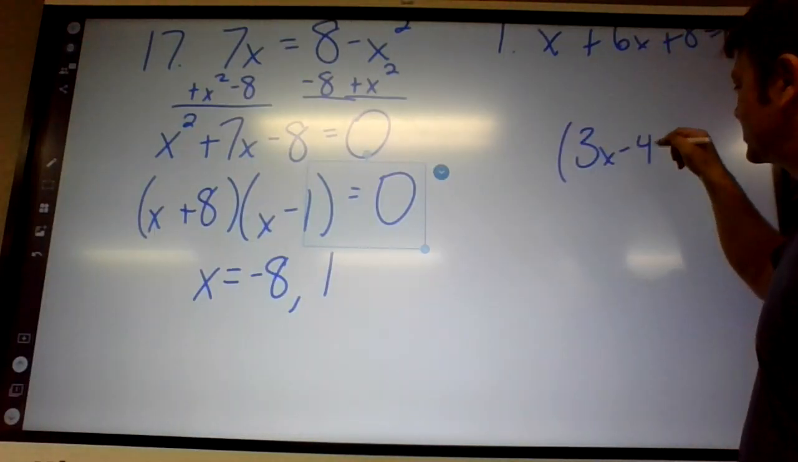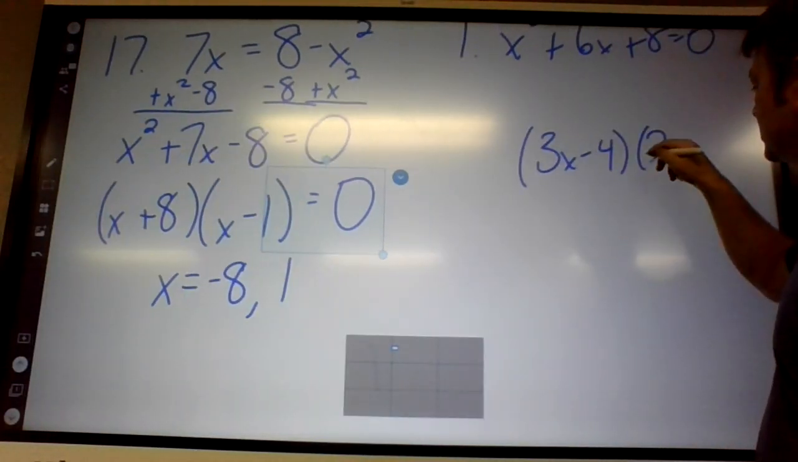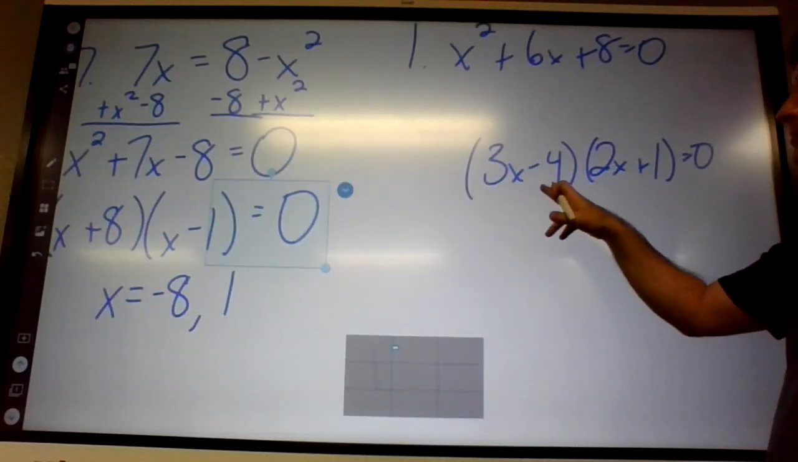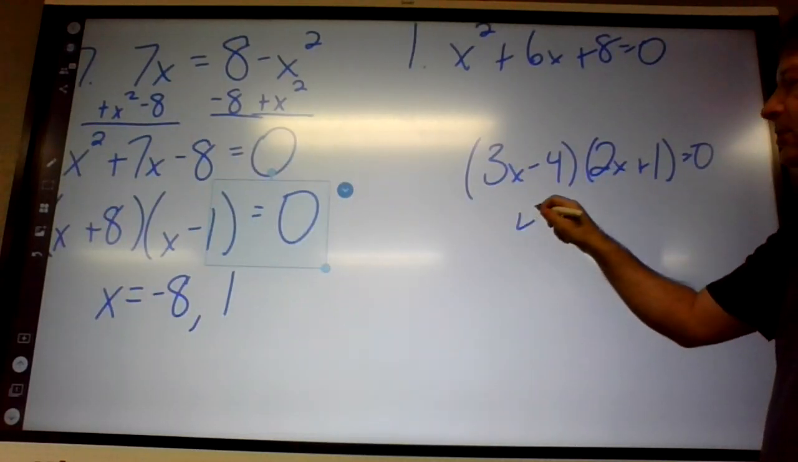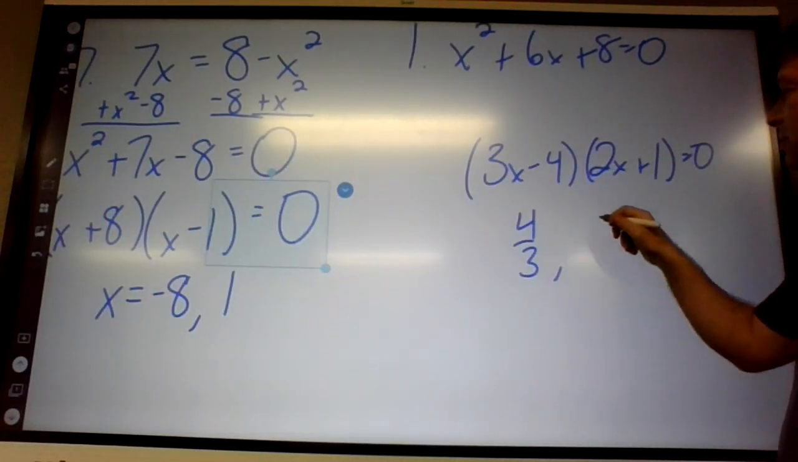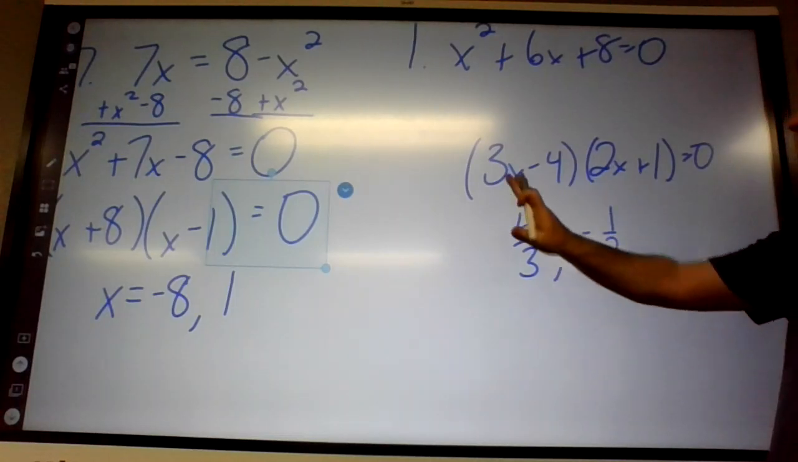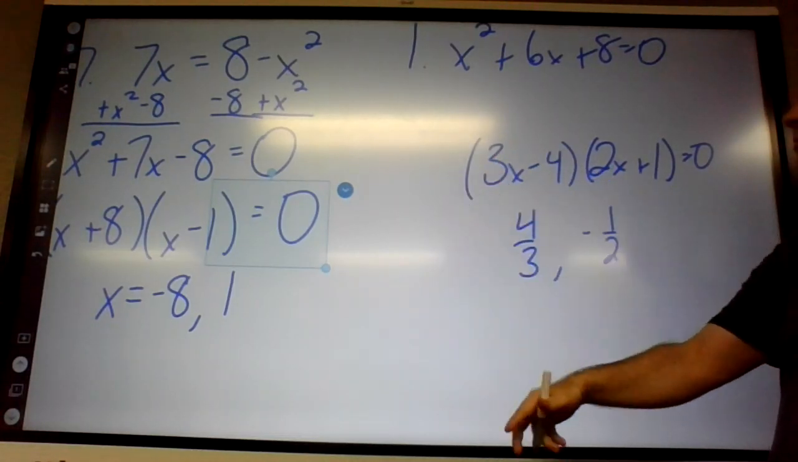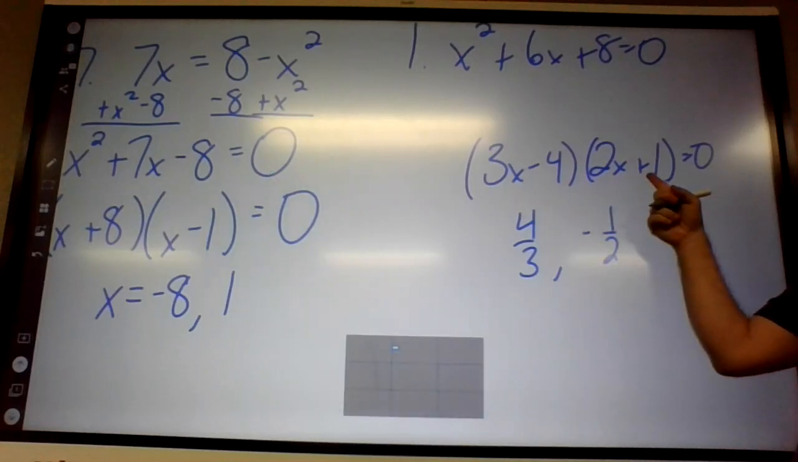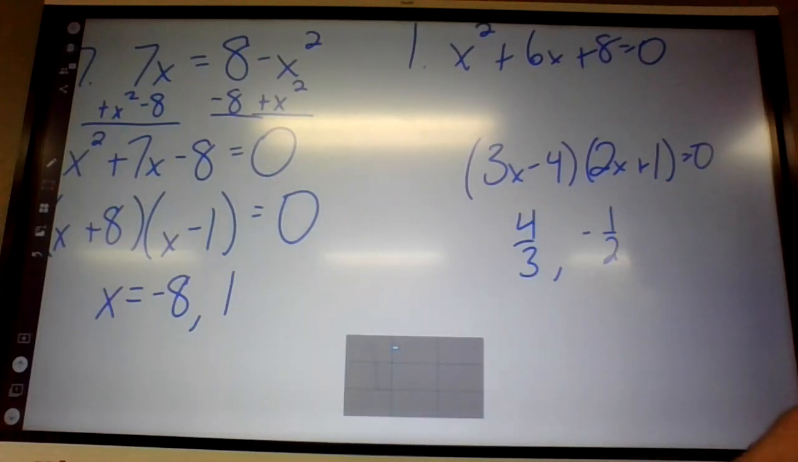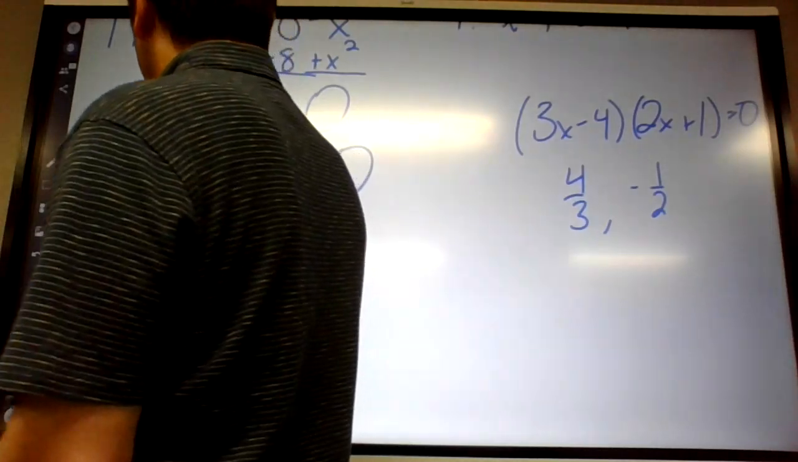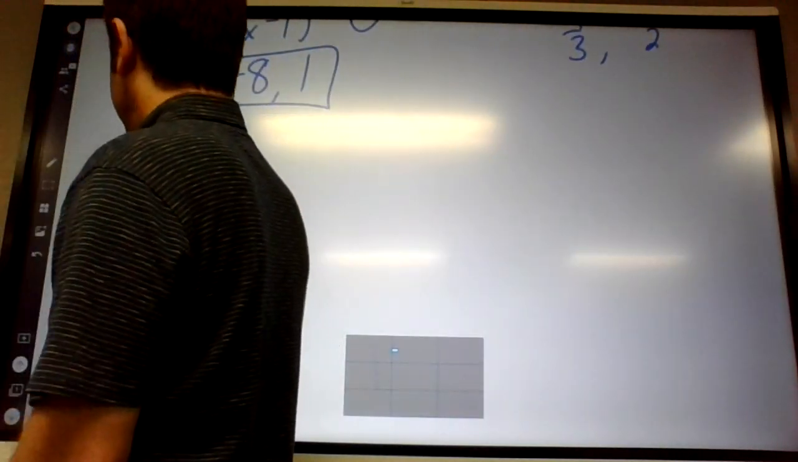If we have this, you guys remember this one? What would the answers be? It'd be 4 over 3 and negative 1/2. Correct. Good job. So if it was x minus 4, it would have just been 4, but now it's 4 over 3 and negative 1 over 2. Alright, anyways. Now we're reviewed from yesterday.